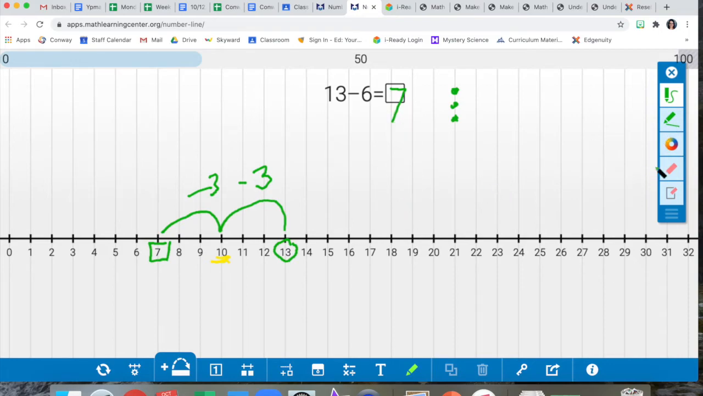You can double check to make sure you didn't make a mistake by making sure that when you did 13 minus 6, what we took away here actually equals 6. Does 3 and 3 make a 6 when you put them together? Yes, it does. So we did it. 13 minus that 6 got us to 7.